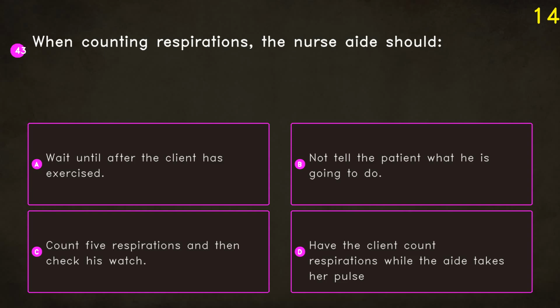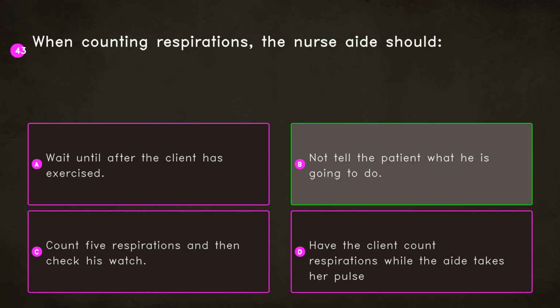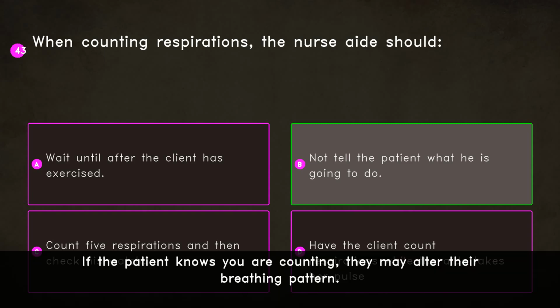Question 43. When counting respirations, the nurse aide should A. wait until after the client has exercised, B. not tell the patient what he is going to do, C. count 5 respirations and then check his watch, D. have the client count respirations while the aide takes her pulse. The correct answer is not tell the patient what he is going to do. If the patient knows you are counting, they may alter their breathing pattern.